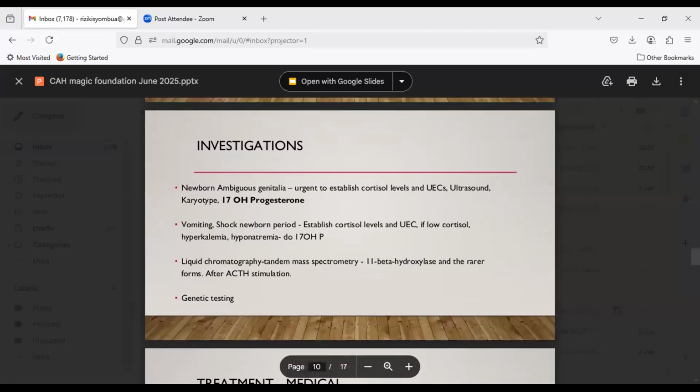So the investigations we do for CAH. Once you suspect it, the most important thing to pick is ambiguous genitalia. That would be one of the commonest, especially in females. And when you have such a patient, it's important to urgently establish whether they have enough cortisol levels or not, because that usually is the emergency. And look at the urea and electrolytes, especially because of the mineralocorticoids.